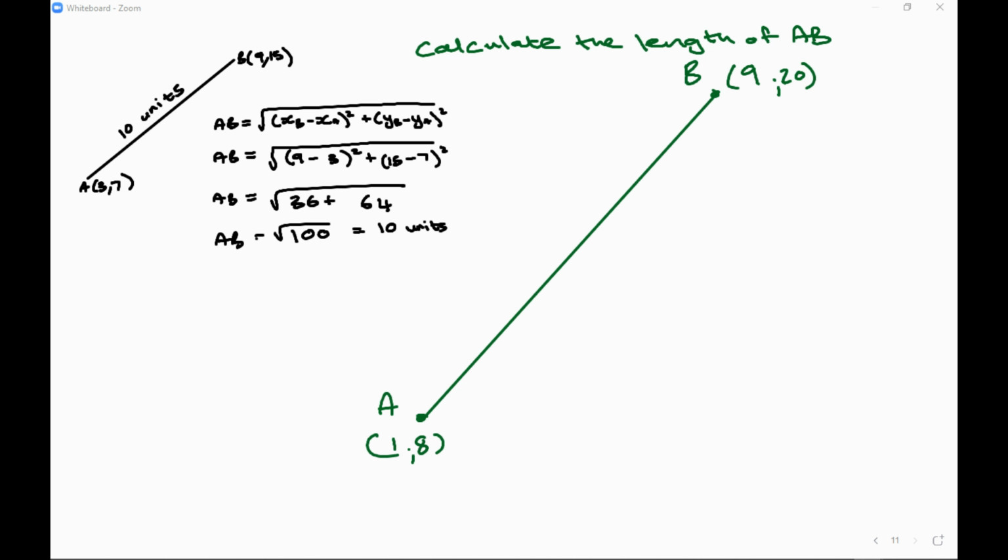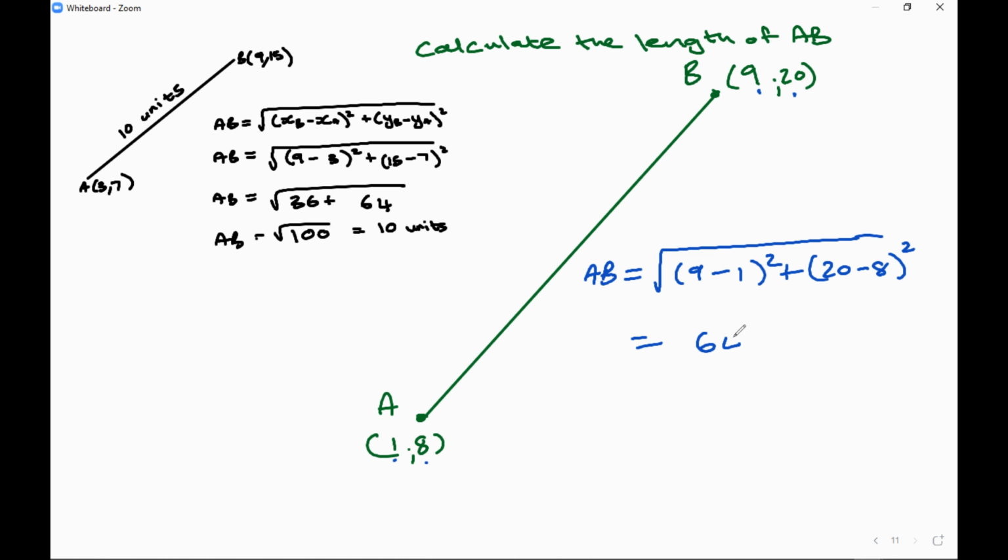All right, let's go through it now. So the first thing I can see is that if I put it into the formula, I see you guys are getting the answer 14.42. Let's have a look. So AB is equal to the square root of xb, which is 9, minus xa, which is 1, whole squared, plus 20 minus 8, whole squared. That comes to 8 squared, which is 64. That comes to 12 squared, which is 144.